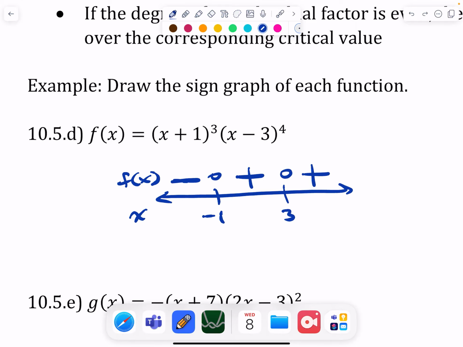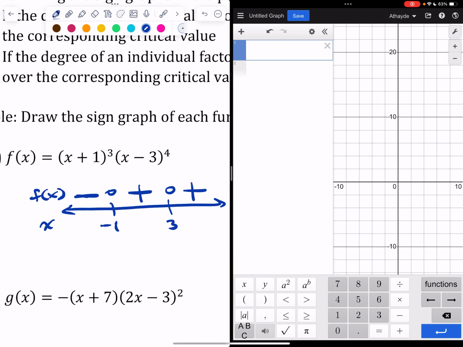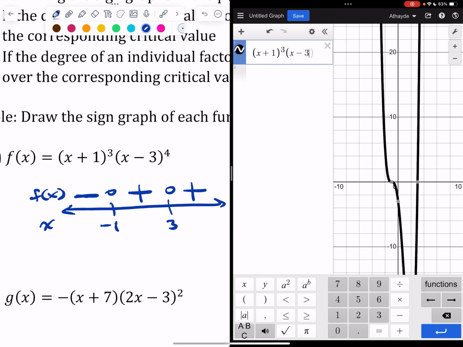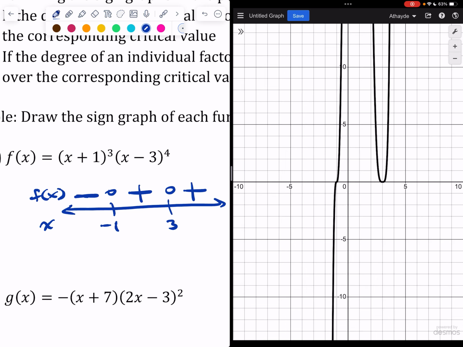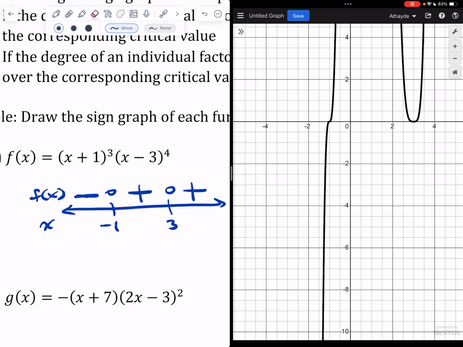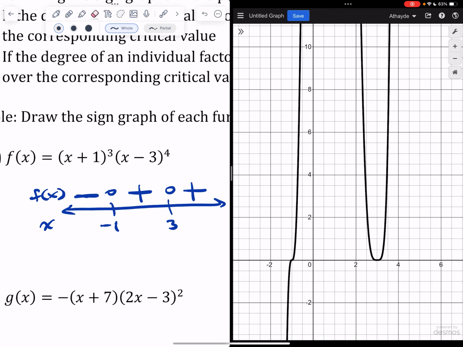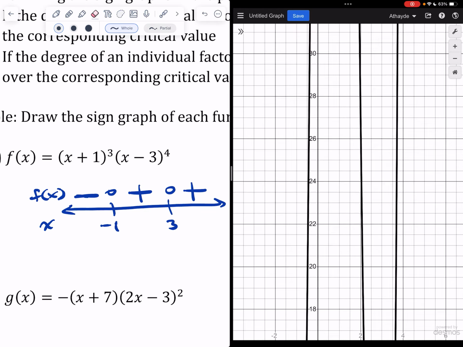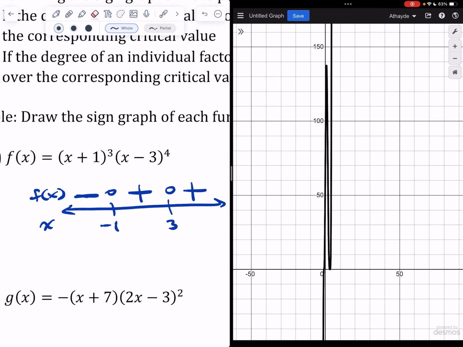And if you want, you can always fire up Desmos, because why not fire up Desmos? You can plug in your function, which says x plus 1 cubed times x minus 3 to the power of 4. Whoa, that's a crazy function. We can see on this left side, I don't have a pointer ability, but on the left of negative 1, it's negative. I'm in big mode. And then it crosses the x-axis at negative 1, goes way up high. Whoa. Okay, let's zoom out here. This is ridiculous. Way up high before coming back down.